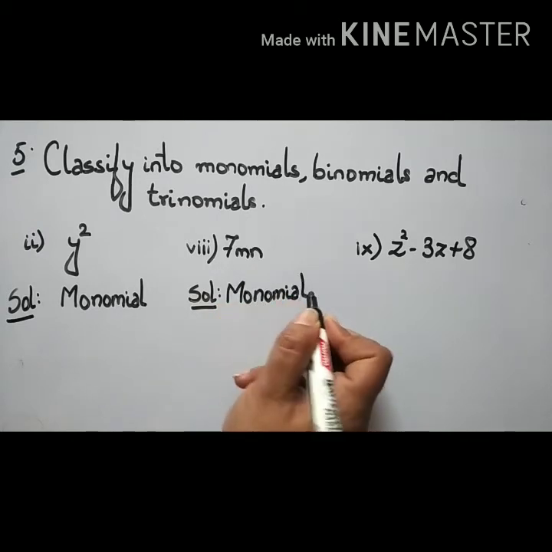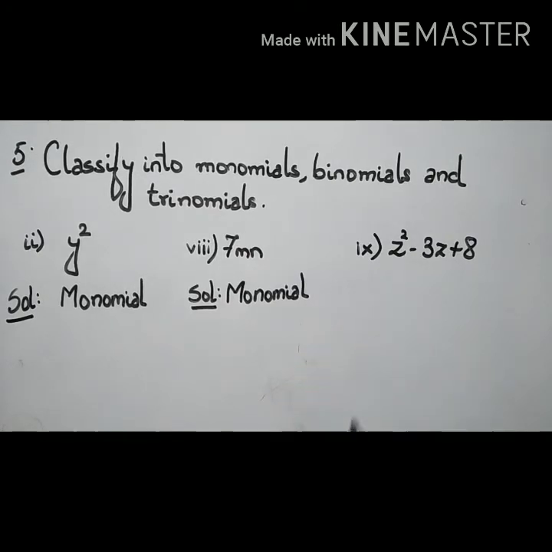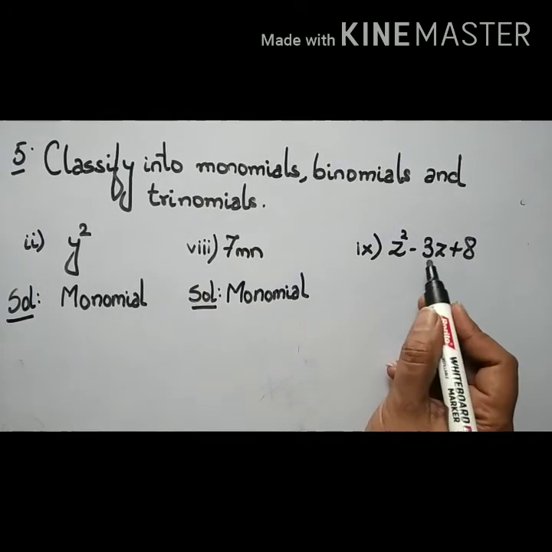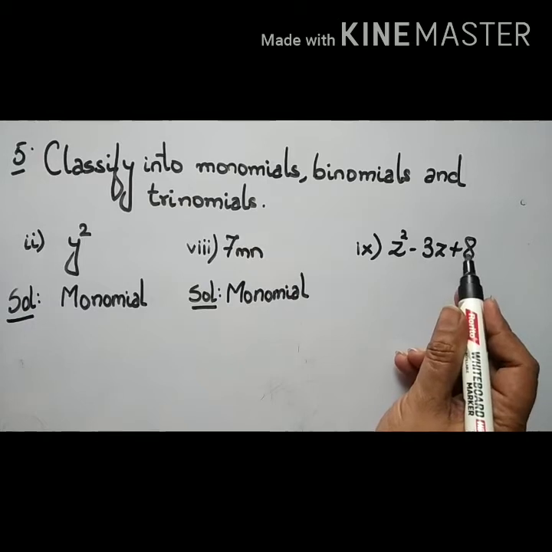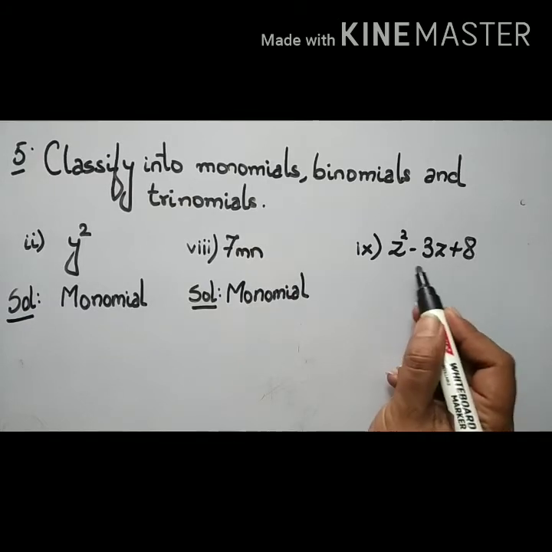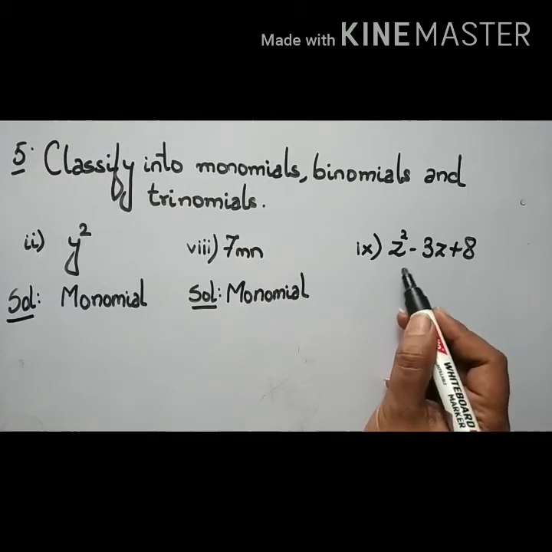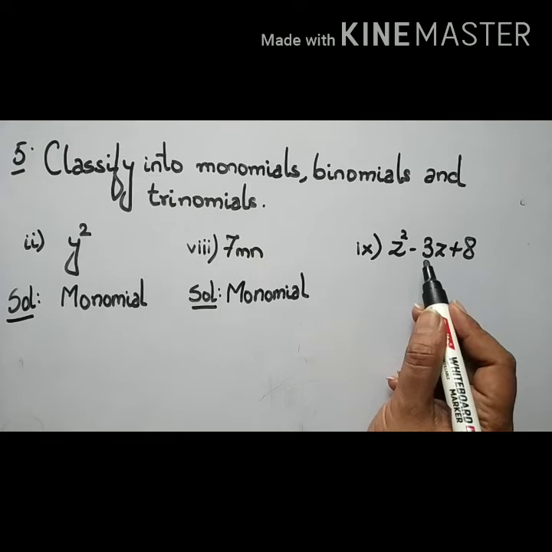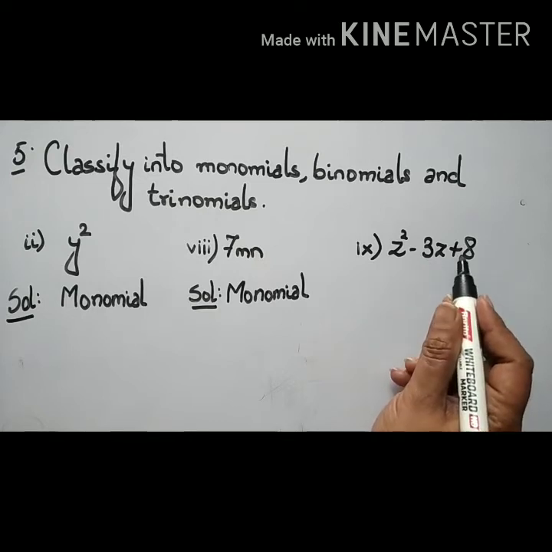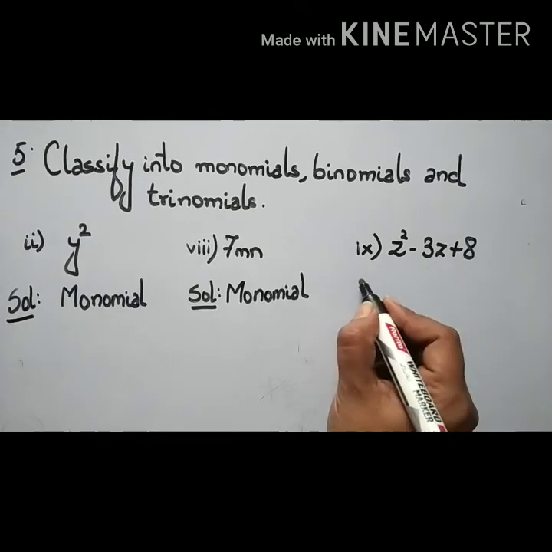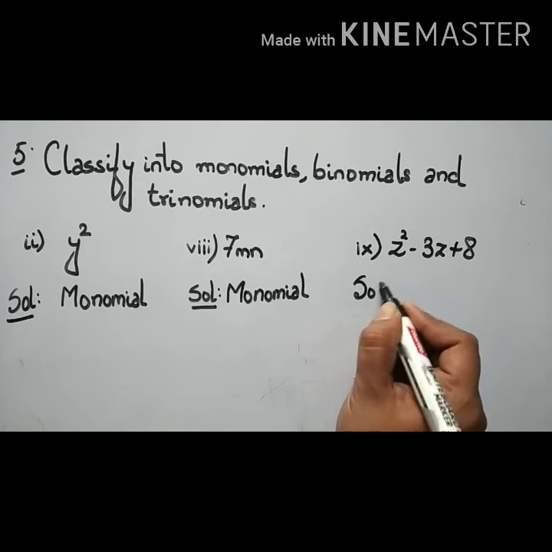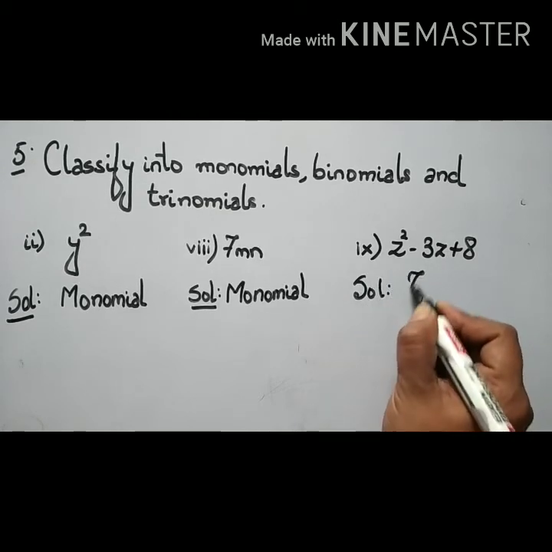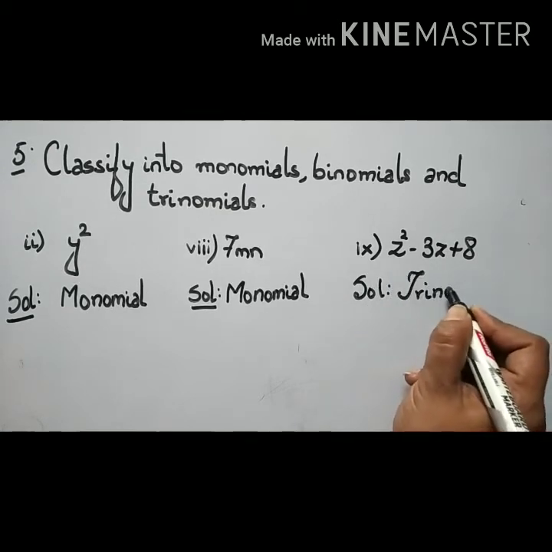Now, ninth part is z square minus 3z plus 8. In this expression, we have three terms. The three terms are, first one is z square, second is minus 3z, and the third one is 8. So, in this expression, there are three terms. So, this is a trinomial.